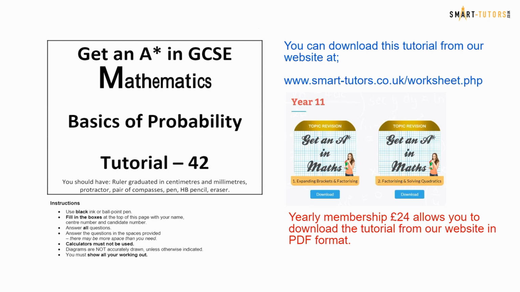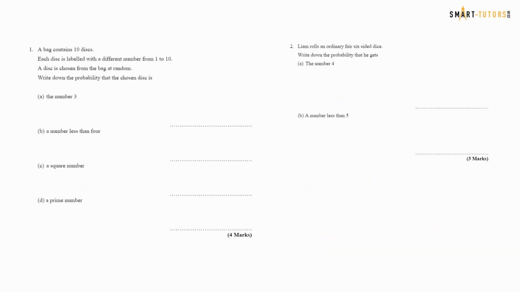Let's look at some questions. Question 1: a bag contains 10 discs. Each disc is labeled with a different number from 1 to 10. A disc is chosen from the bag at random. Write down the probability the chosen disc is the number 3. So here there are discs numbered 1 to 10, so 10 items is the total. The number 3 happens between 1 to 10 only once. So 1 upon 10 is the answer for part A.